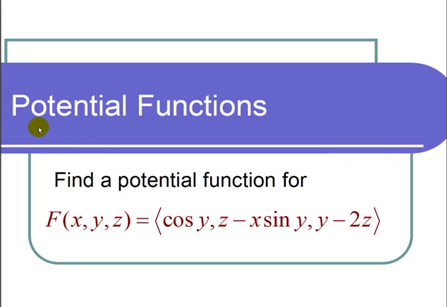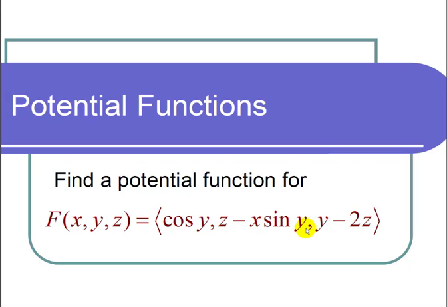This is a video on potential functions. The question states, find a potential function for the vector field f of x, y, z is equal to cosine y, comma z minus x sine y, comma y minus 2z.